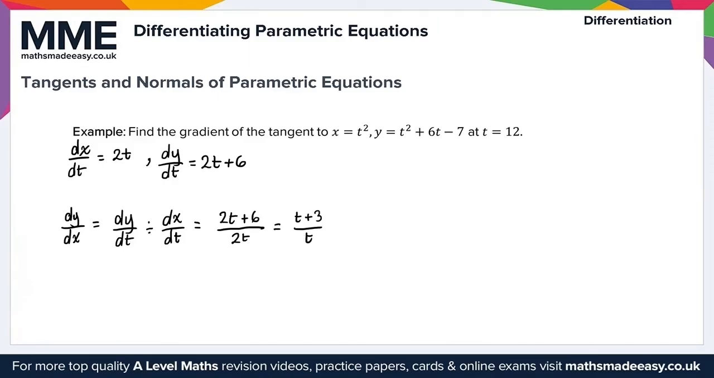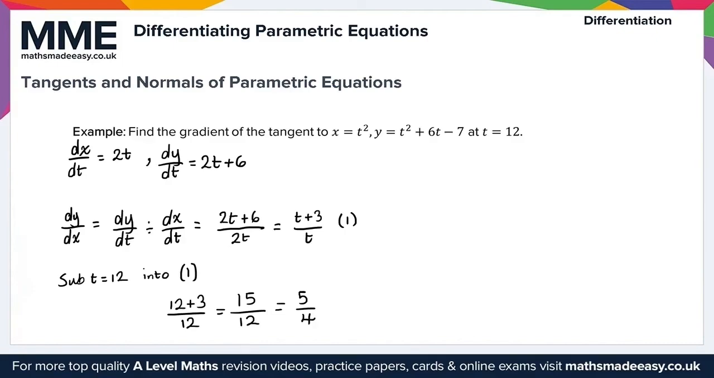Now, we're looking for the gradient of the tangent at the value t equals 12. So all we simply need to do is substitute t equals 12 into our dy by dx, which we'll call 1. If we substitute t equals 12, we obtain 12 plus 3 over 12, so that's 15 over 12. And we can also simplify this to give us 5 over 4.